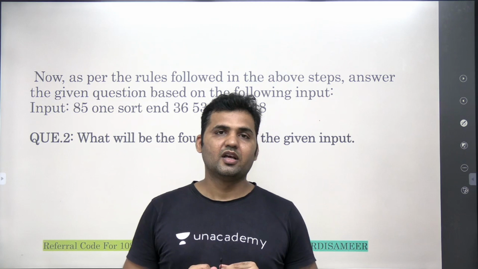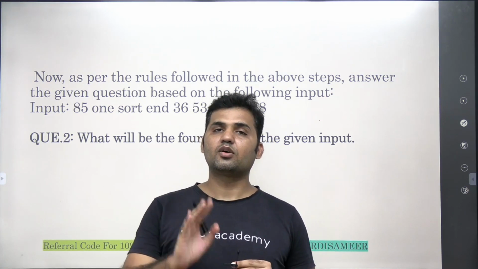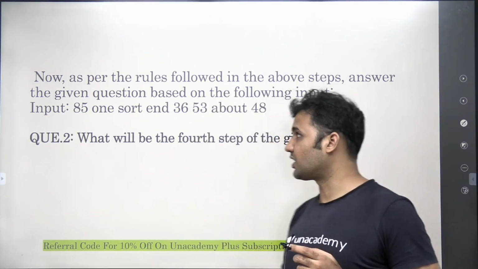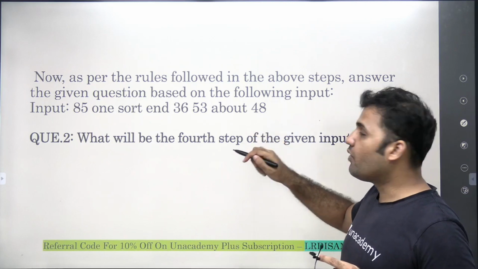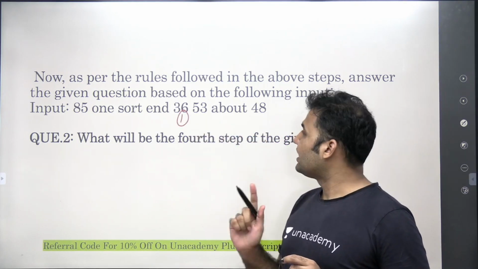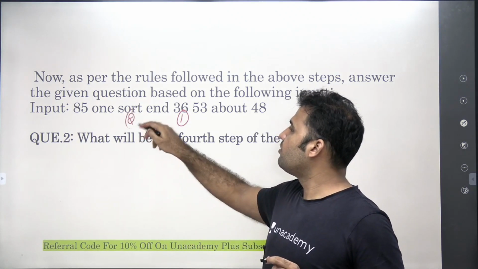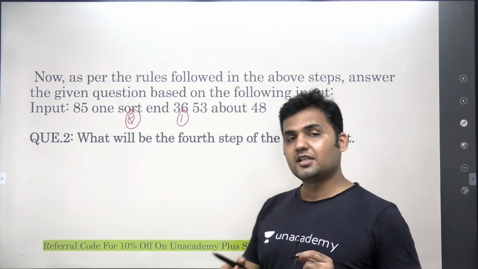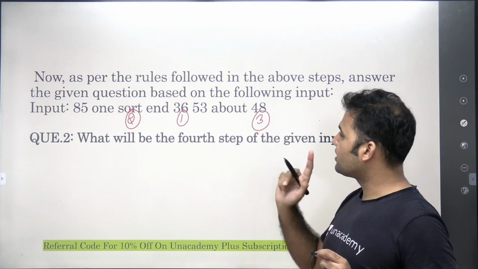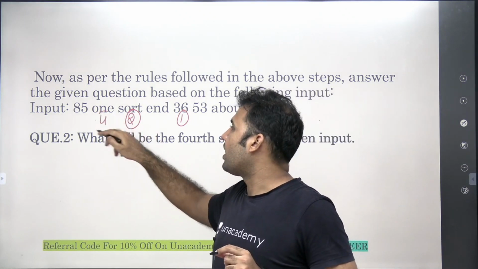Only 4 elements. So to answer this question, I just need to rank only the first 4 elements which are supposed to be moved in the first 4 steps. And I know that in step 1, the smallest number, that is 36, will be moving. In step 2, the largest alphabet, that is S, will be moving. In step 3, the second largest number, that is 48, will be moving. And in step 4, the second largest alphabet, that is 1, will be moving.